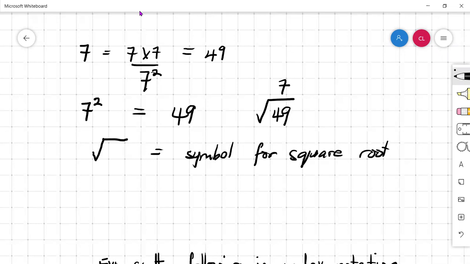So what is the square root of 9? What is the square root of 9? 3.